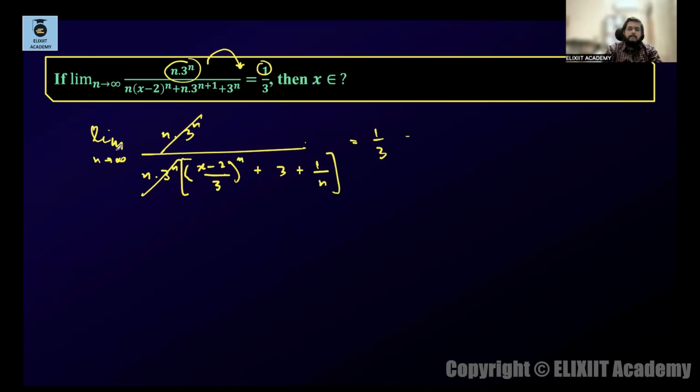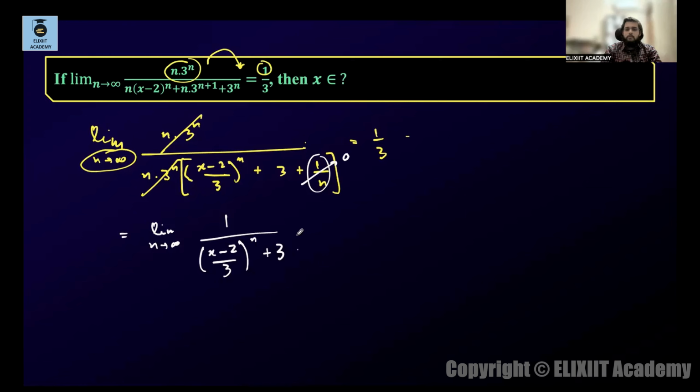Now here limit n tends to infinity, and as n tends to infinity, you all know 1/n will tend to 0. This part will tend to 0, and if this part tends to 0, you are only left out with limit n tends to infinity, this part: 1 upon x minus 2 divided by 3 raised to the power of n plus 3.